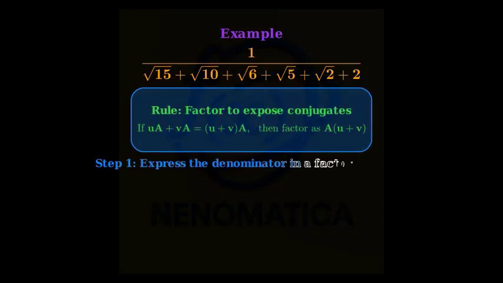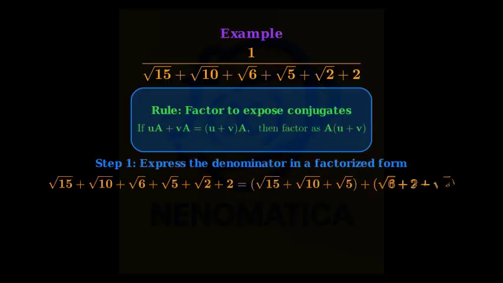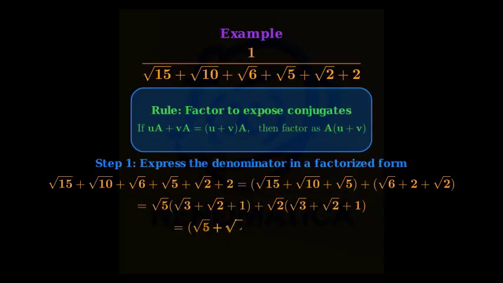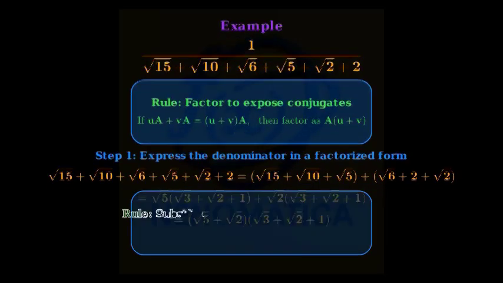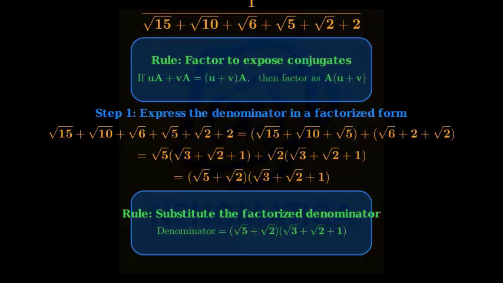Step 1. Express the denominator in a factorized form. First, group the radicals into 2 parentheses. Next, rewrite each group as a product to reveal a common factor. Finally, factor out the common term to get a clean product. Now, we rewrite the original fraction using the factorized denominator. We'll show a quick tip box stating the factor form.